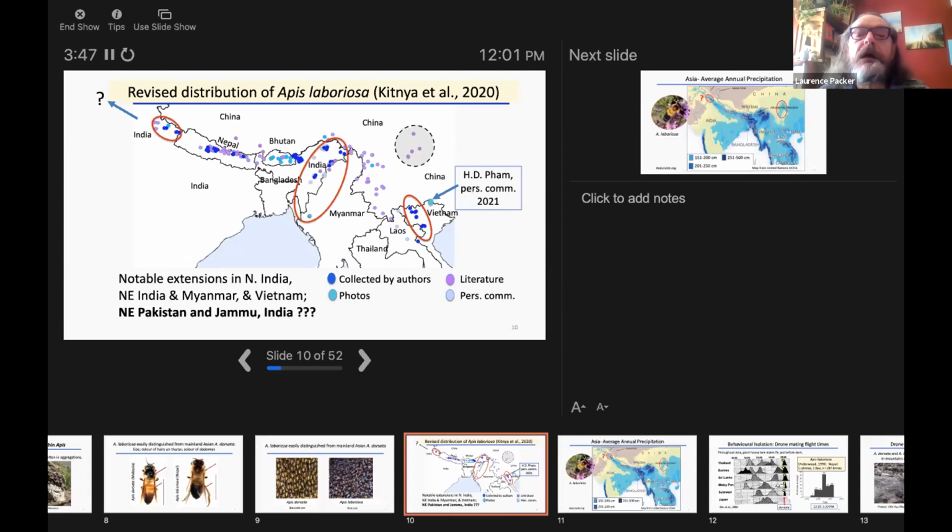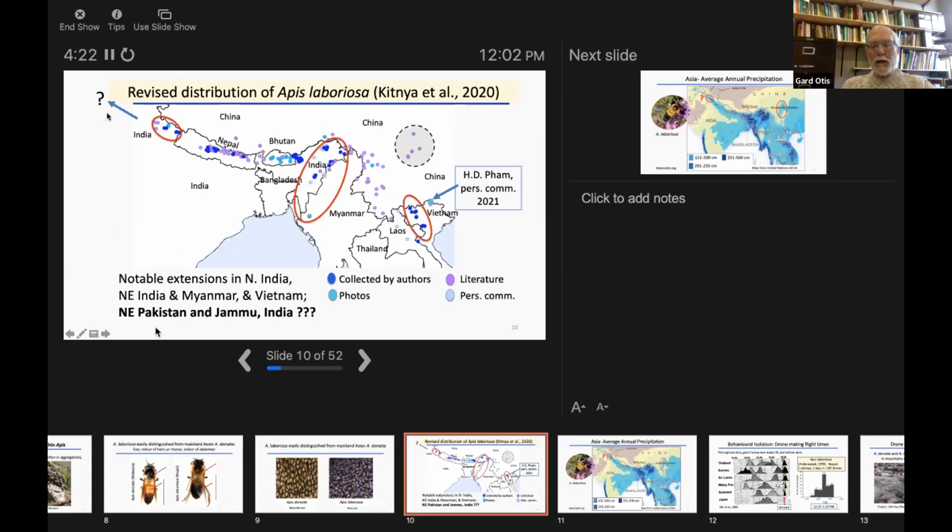From Babu Saddam, Laboriosa is found in Uttarakhand, India also. These are comments rather than questions. Sorry, can you repeat that? Found where? Uttarakhand. Uttarakhand is right here. These are all Uttarakhand specimens right here. But we have not yet been able to confirm. It seems like it occurs right over near the border with Pakistan or the contested territory in Jammu. But so far, nobody's been able to go there and find them and collect them and verify them there, or in northeastern Pakistan nearby. All right, thank you.